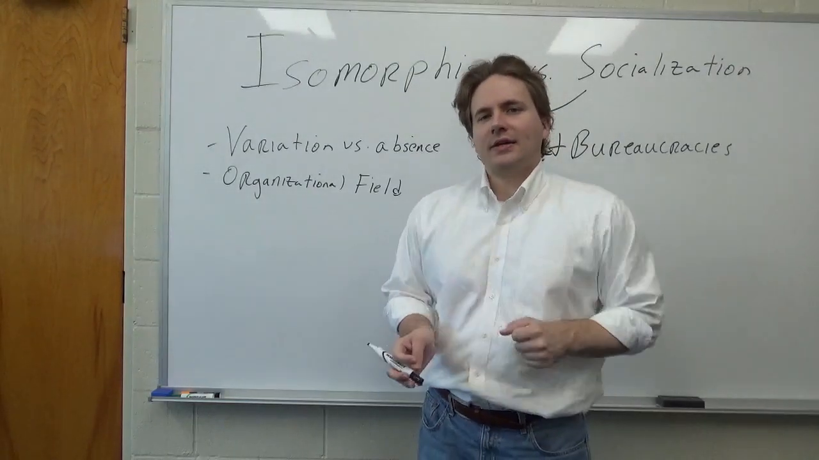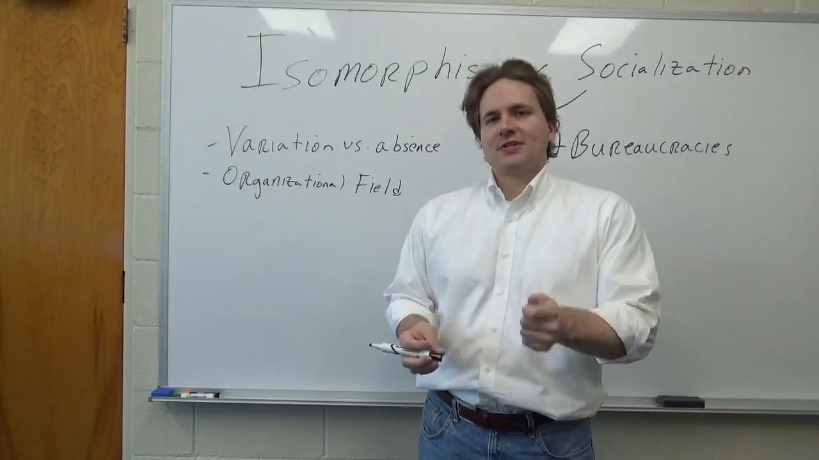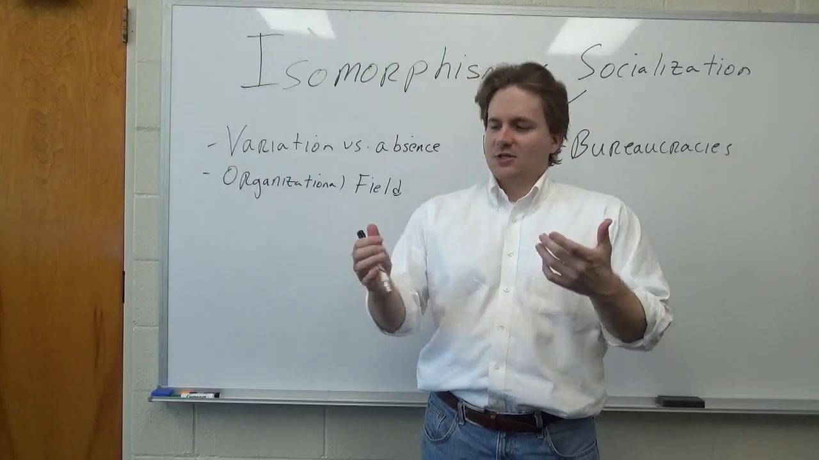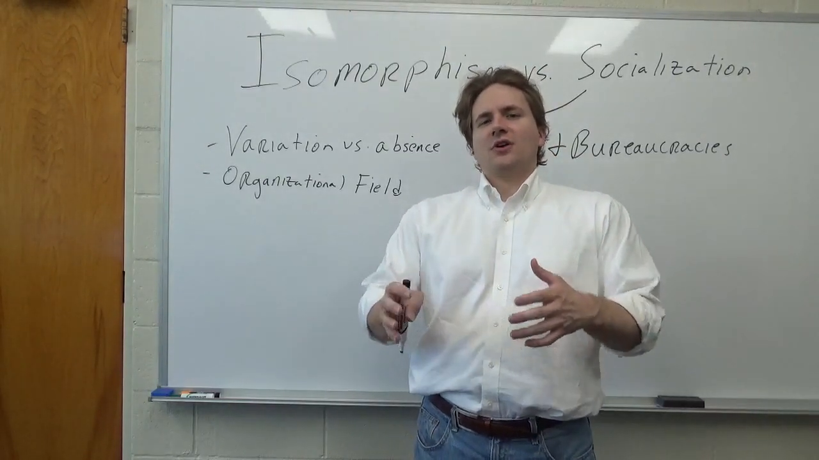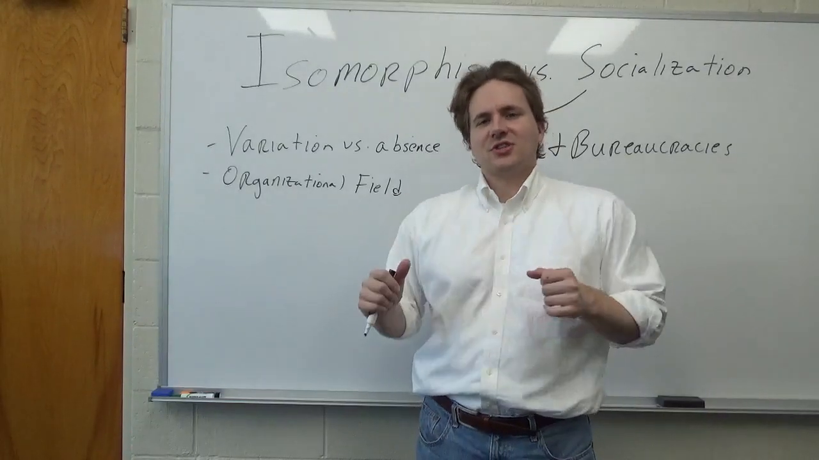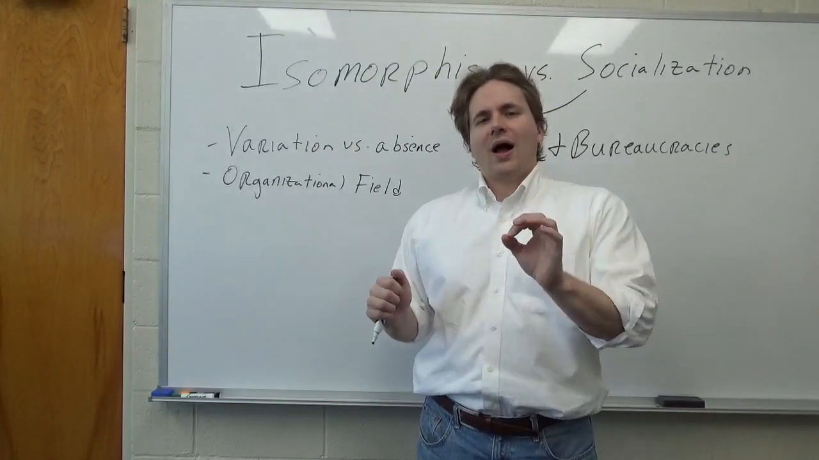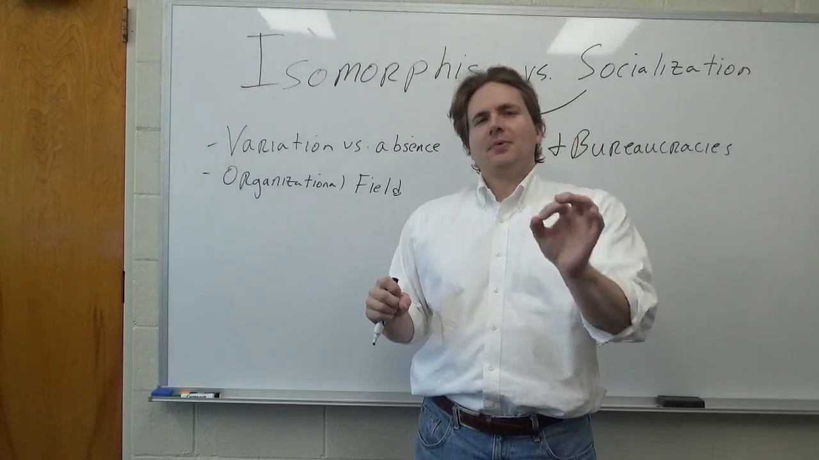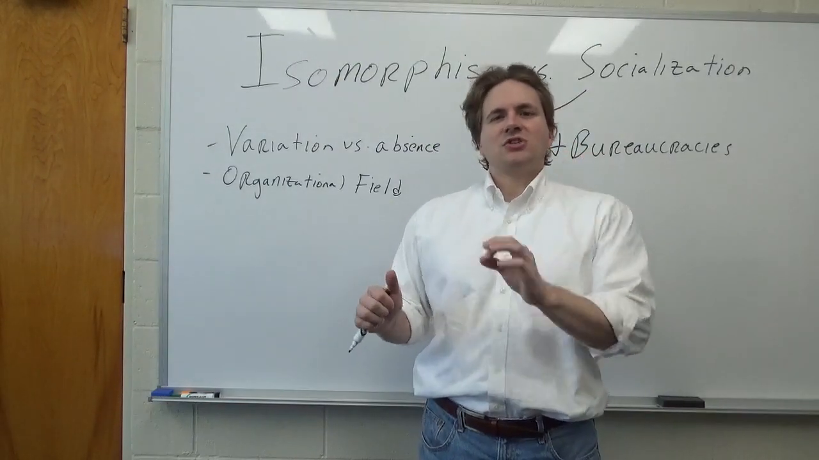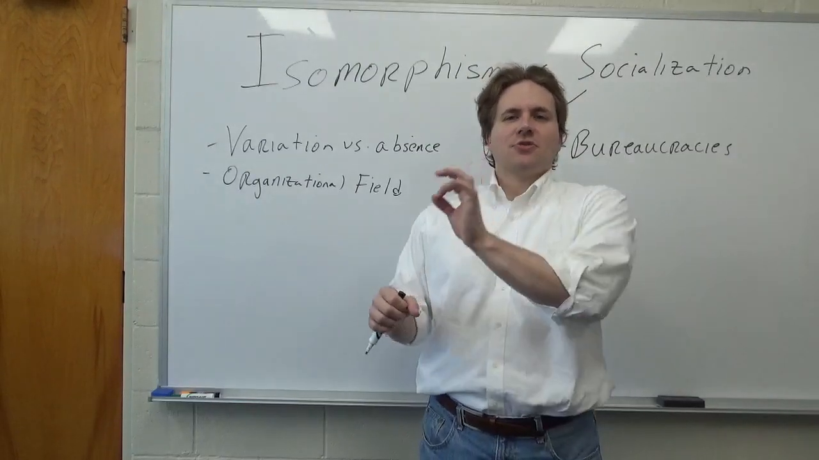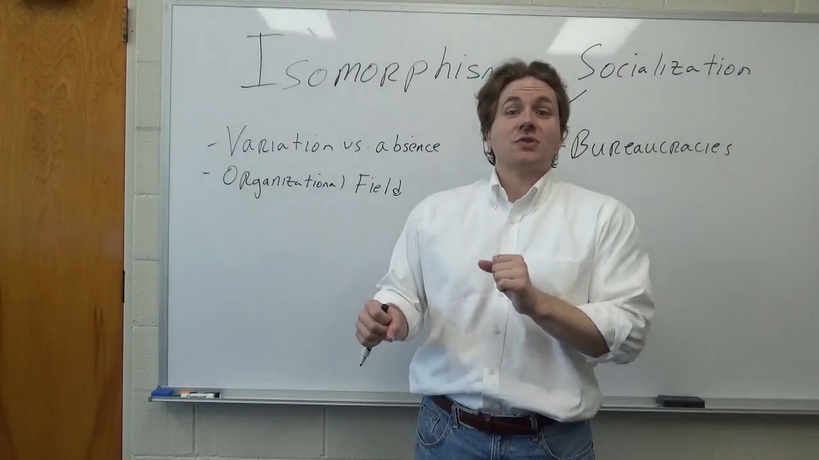Then we'll talk about a key tenet of isomorphism, namely kind of this bizarre paradox of legitimacy versus efficiency. Or in other words, why people tend to behave in such a way that matches customer expectations versus doing things in a way that is actually efficient.